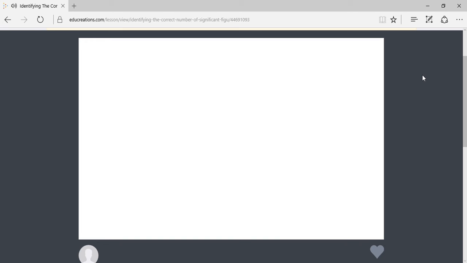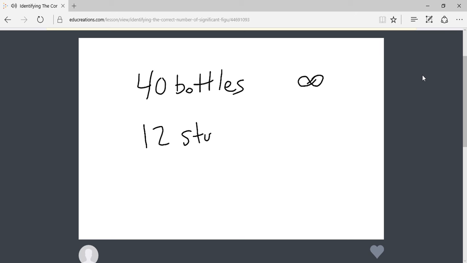One of those ideas relates to counted items that are not typically thought of as measured amounts. For example, if a package of bottled water came with 40 bottles, that's not considered a measurement, that's considered a counted amount. We don't consider the number of significant figures to be related to this particular amount. We would consider there to be an infinite number of significant figures in counted items. Likewise, 12 students. Students would be counted items. Therefore, we do not consider this 2 significant figures, we consider this to be an infinite amount of significant figures.